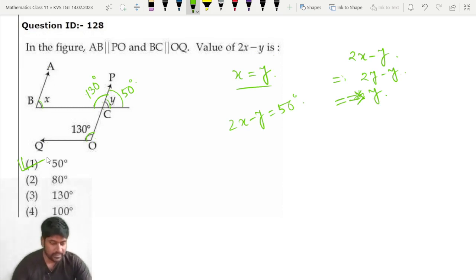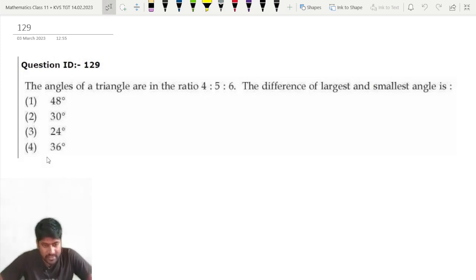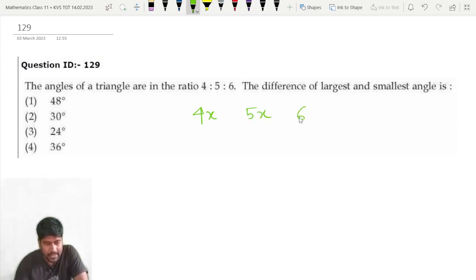So now let's move to the next question. Question number 129. The angles of a triangle are in the ratio 4:5:6. The difference of the largest and the smallest angle is what? So let us say the first angle is 4x, then the second angle is 5x, and then the third angle is 6x. Now their sum will be equal to, everyone knows that, 180 degree.